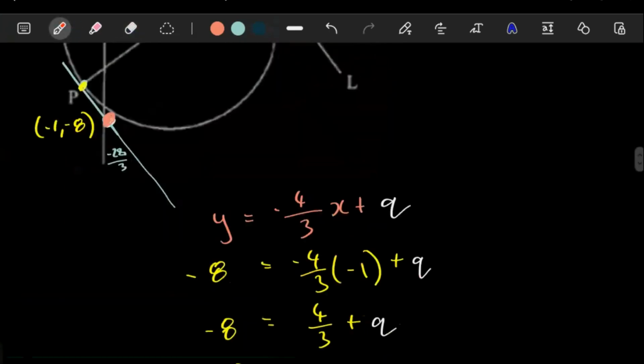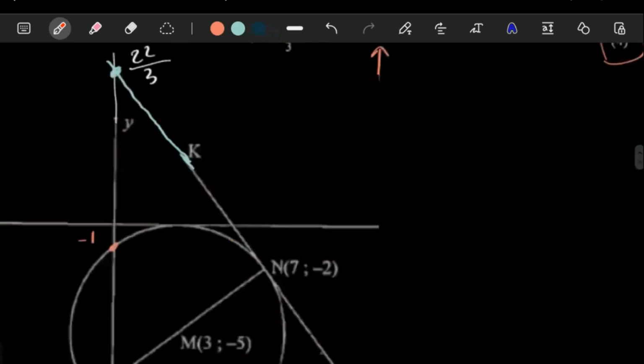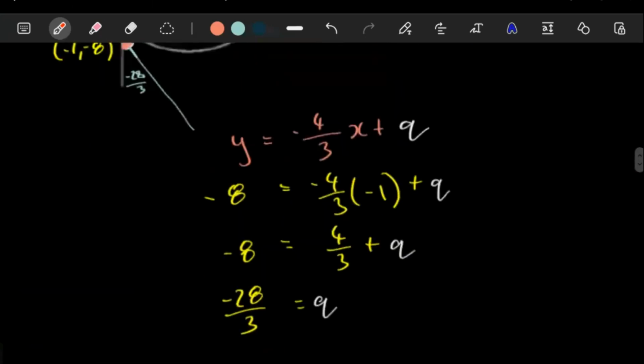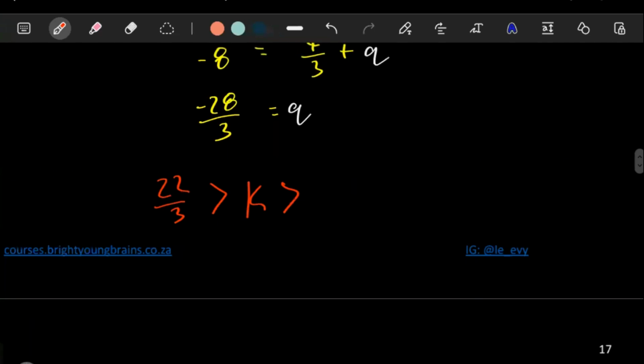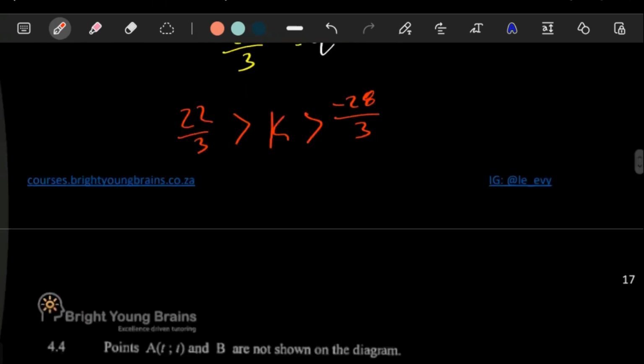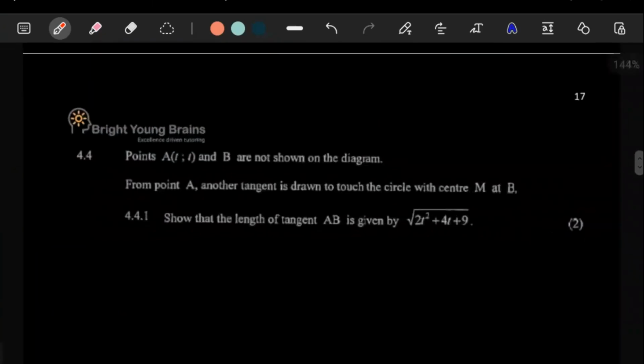We can say that our value of k needs to be below 22 over 3, which is that value up here, and it needs to be above negative 28 over 3. Above negative 28 over 3. There we go. So all this being said, we can now move on to 4.4 over there. It's a 2-mark question, nothing crazy.